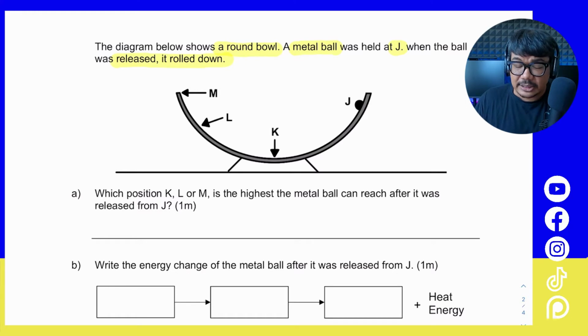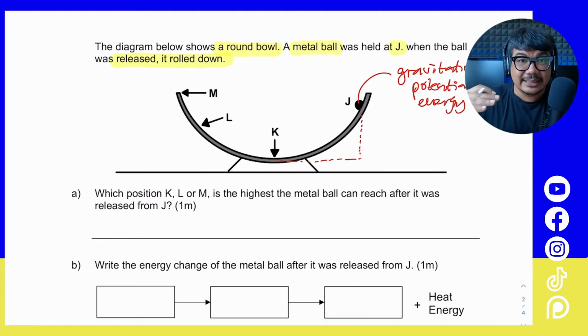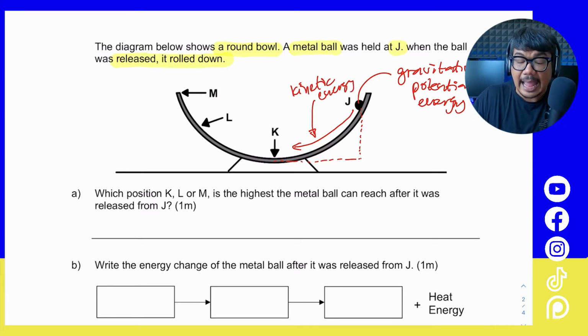So since we are doing the topic of energy here, when we look at the metal ball at position J, what we know is that this is a higher position compared to the lowest point in the bowl. Because it is elevated, at J it would have gravitational potential energy, because when an object is above the ground, it will have gravitational potential energy. So when you release the ball, the ball will start to roll. Once it is rolling, the gravitational potential energy will be converted to kinetic energy. And the kinetic energy is the one that is going to bring the ball all the way to the other end of the bowl.